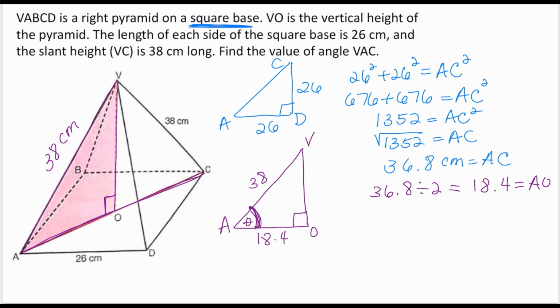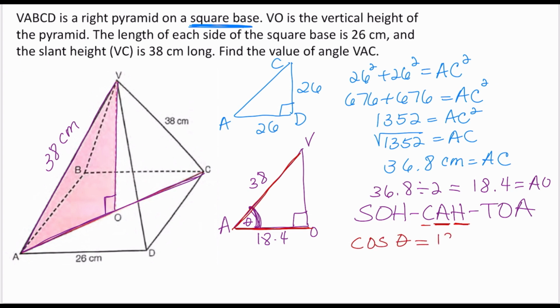So I can go ahead and do that by using SOH-CAH-TOA, one of the trigonometric ratios. The information that I have for the triangle is the adjacent side to this angle theta, and I have the hypotenuse. So the relationship between adjacent side and hypotenuse is CAH, which stands for the cosine. So the cosine of theta is equal to 18.4 divided by 38. In case you need a refresher on SOH-CAH-TOA, I do have other videos which I will link to this one so that you can go back and review how to do this.